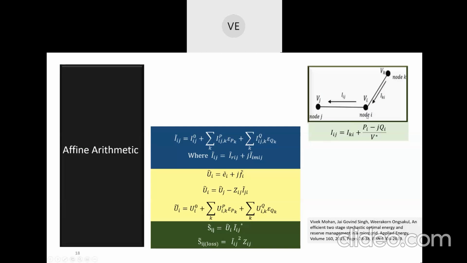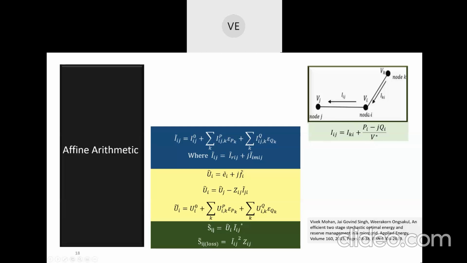How to find the current injection from node I? Current injection from node I is (Pi minus jQi) by V star. This is S star by V star. S equal to VI I star, S star by V star is I, right? So current injection from here plus line current IKI will give you IIJ.